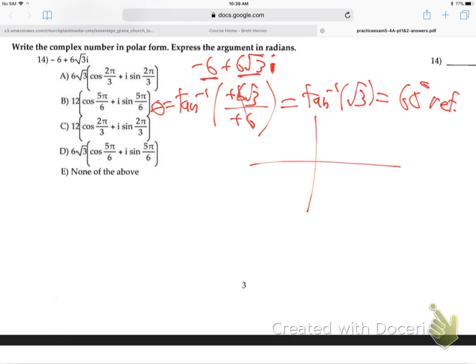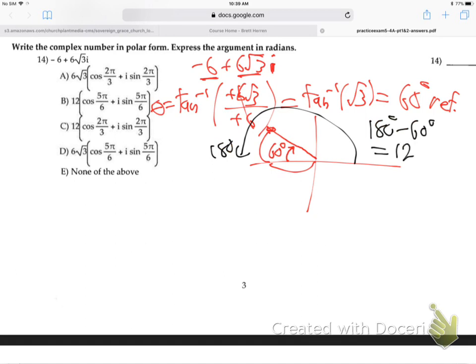Back 6, up 6 root 3. Yeah, we're in the second quadrant. So our 60 degree angle is measured from the x-axis in the second quadrant. So the actual angle is 180, back up 60. So 180 minus 60 is 120, the actual theta.